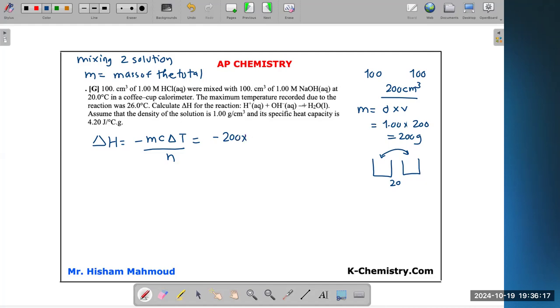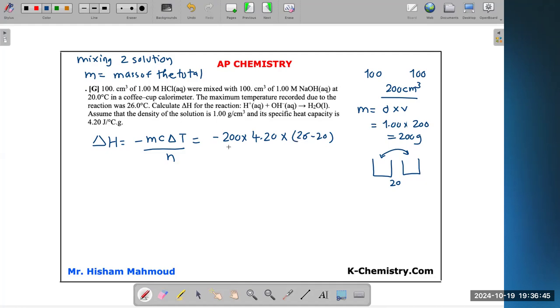What is the C? The C is given here as 4.2, the specific heat capacity. And the change in temperature is equal to, I started with 20 and ended with 26. So the change is equal to 6. So 26 minus 20, that's equal to 6.